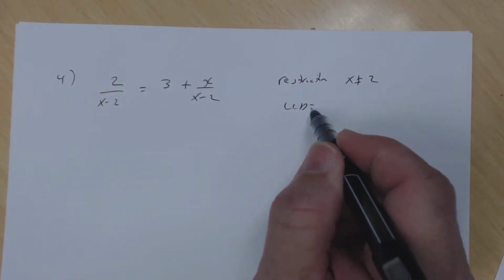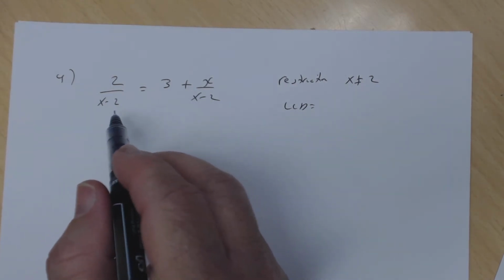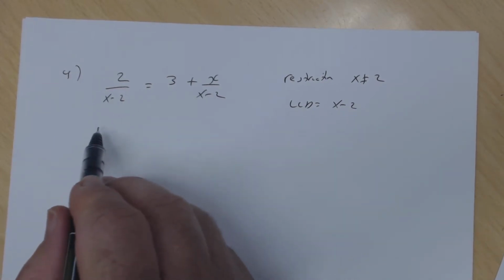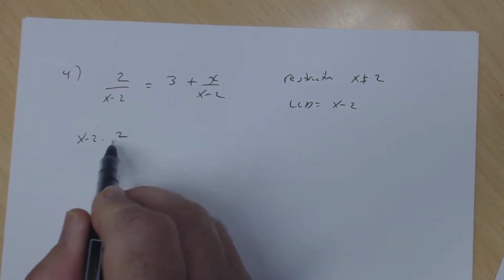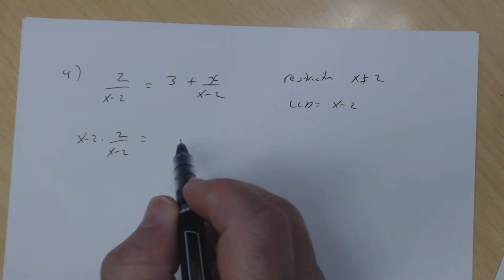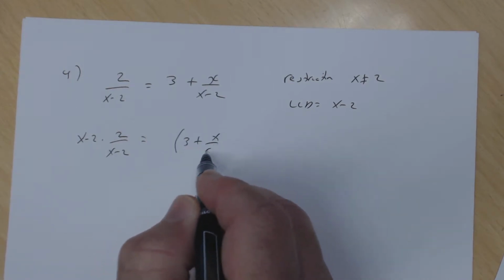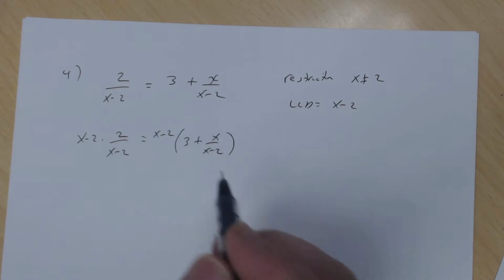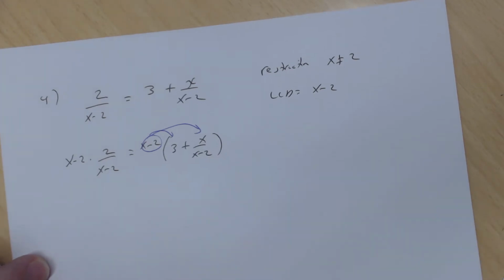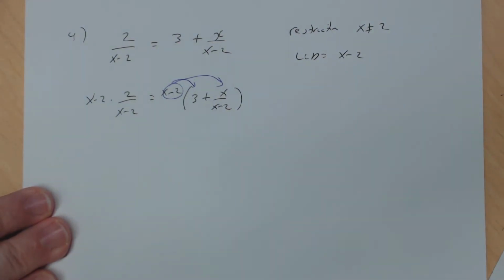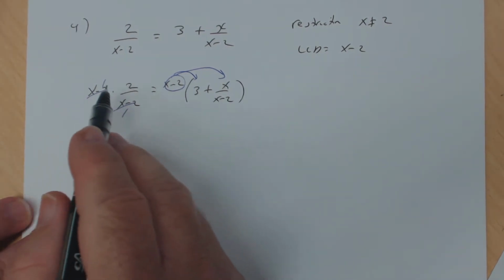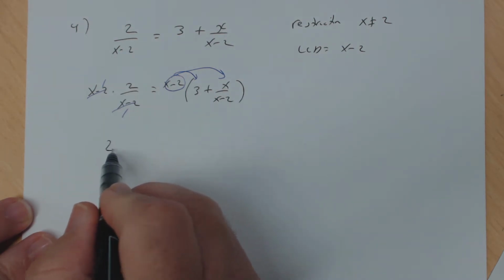So the LCD, we don't have to factor. You can't factor the x minus 2's, so the LCD is just x minus 2. So you can multiply both sides by x minus 2. I get x minus 2 times 2 over x minus 2 equal, and over here, since these have more than one fraction, put that in parentheses, and we say times x minus 2. The next thing you're going to do is distribute, just like you've been doing before. Over here, these x minus 2's divide out, and you're just left with 1, I'm sorry, 1 times 2, which is 2, equal.